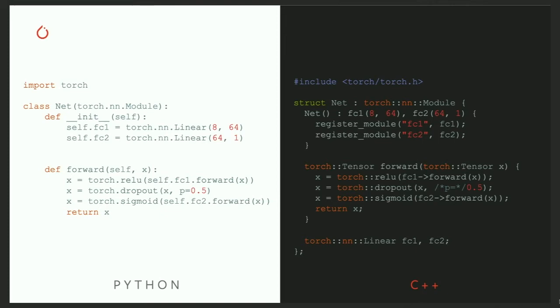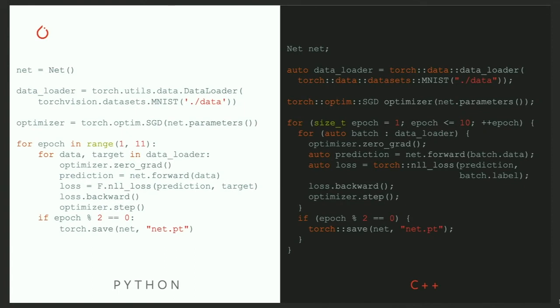I will then define a forward method, which gives me my nonlinearities and maybe my dropout layers and such. So I'll define a rectified linear unit based on that first fully connected layer. I'll apply a dropout with a probability of dropping out nodes at 50%. Then I will do a sigmoid nonlinearity based on the second fully connected layer, and I'm going to return that as x. And you can see on the right, basically it looks pretty much the same. So C++ is very intuitive.